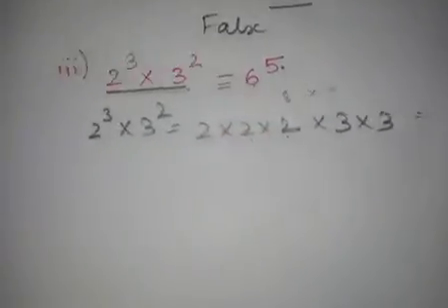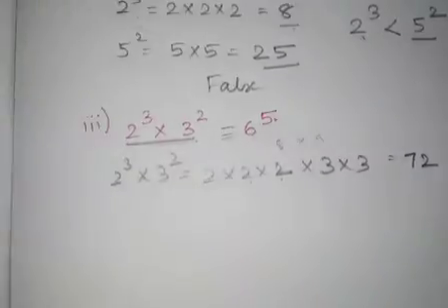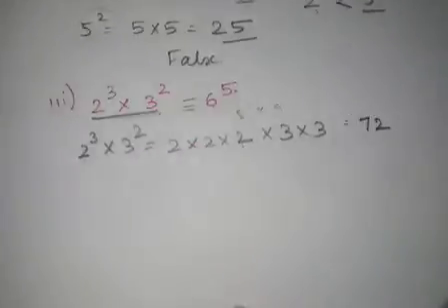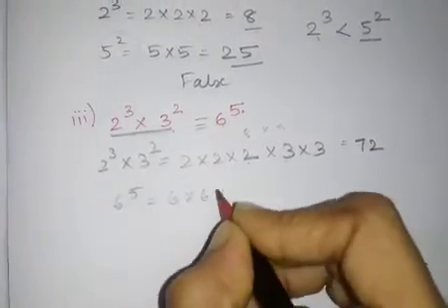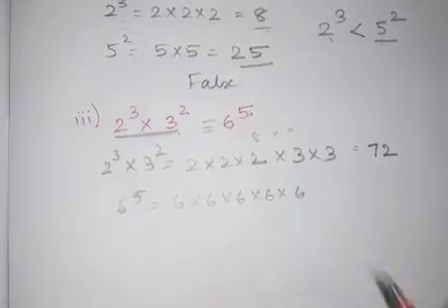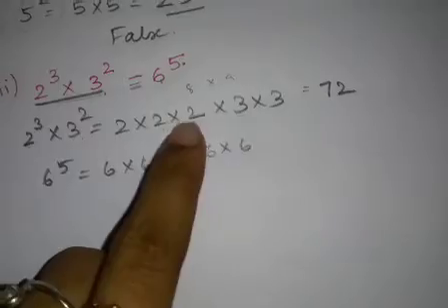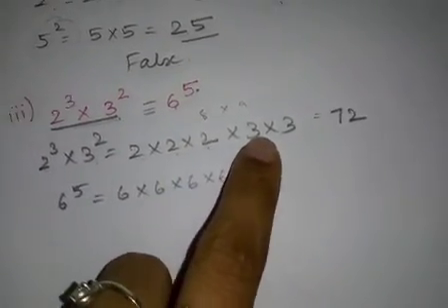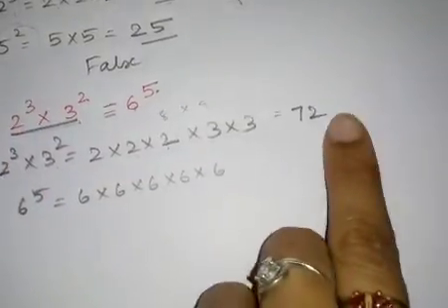2 into 2 into 2, 3 into 3. 2 2s are 4, 4 2s are 8, 3 3s are 9, 8 9s are? What is the answer of 8 9s, children? 72. Okay, so 8 9s are 72. Next, 6 power 5. 6 into 6 into 6 into 6 into 6. Okay, listen. 2 2s are 4, 4 2s are 8, 8 3s are 24, 24 into 3, 72. So this LHS value is 72.